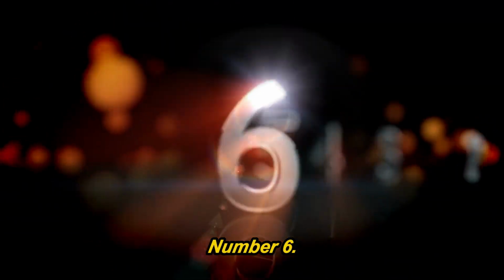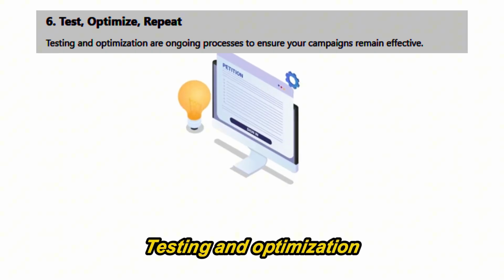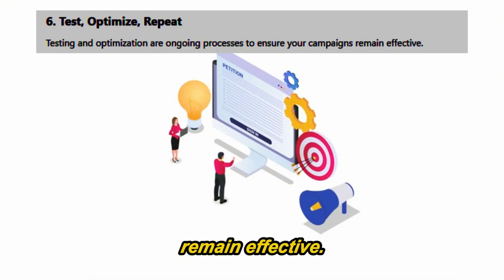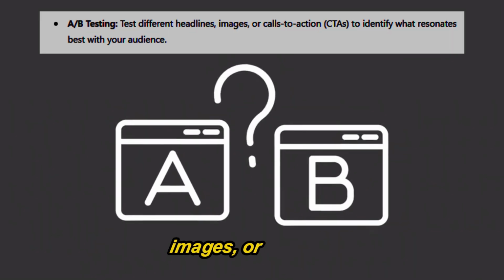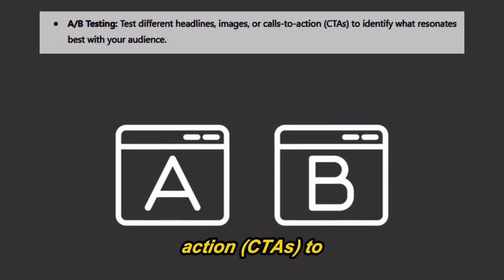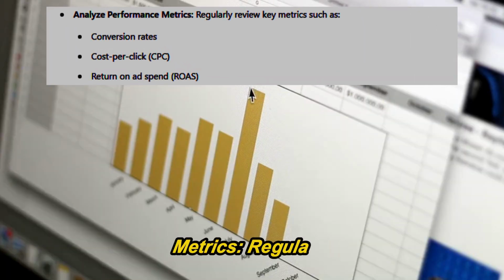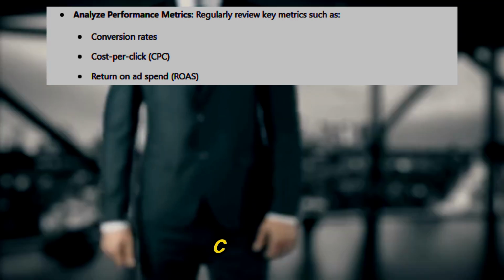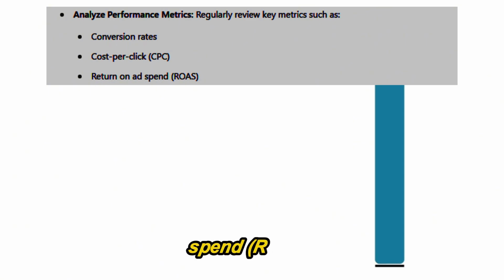Number 6: test, optimize, repeat. Testing and optimization are ongoing processes to ensure your campaigns remain effective. A/B testing: test different headlines, images, or calls to action (CTAs) to identify what resonates best with your audience. Analyze performance metrics. Regularly review key metrics such as conversion rates, cost per click (CPC), and return on ad spend (ROAS).